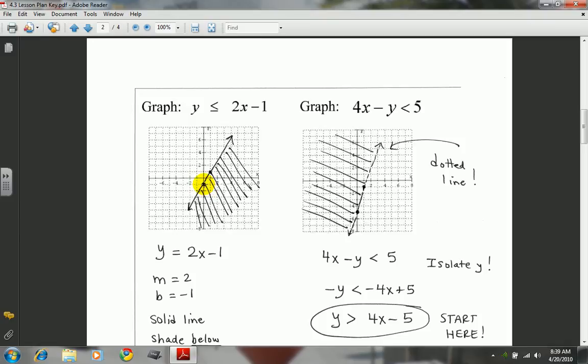So, negative 1 is my y-intercept. From there I go up 2 and over 1. I connect them with a solid line and I shade below. That's it. That's all she wrote.